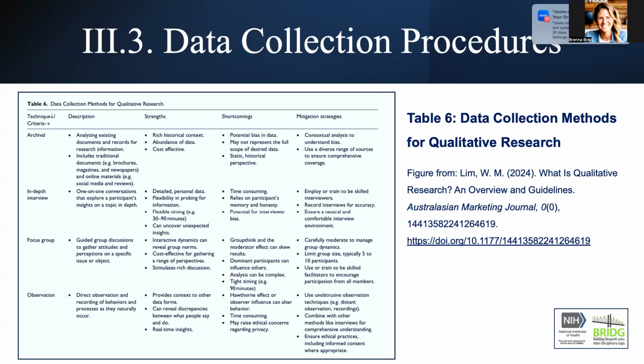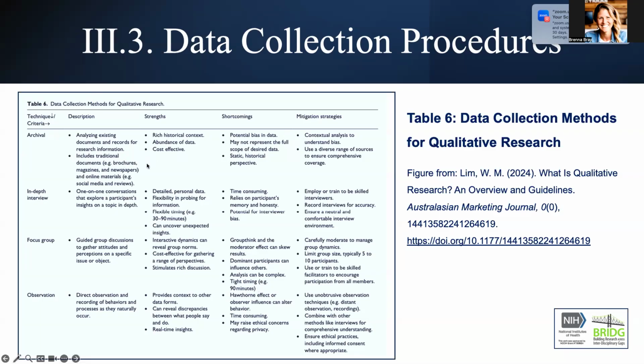So this is Table 6 from Lims 2024 text, What is Qualitative Research? This table highlights data collection methods for qualitative research. So we can see here we've got archival methods, in-depth interviews, focus groups, and observations. And for each one of these, LIM has provided a description outlining some strengths, some shortcomings, and some mitigating strategies. So archival research, we use this to analyze existing documents and records for research information.